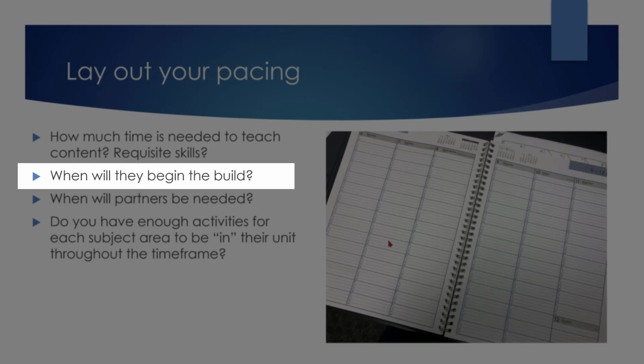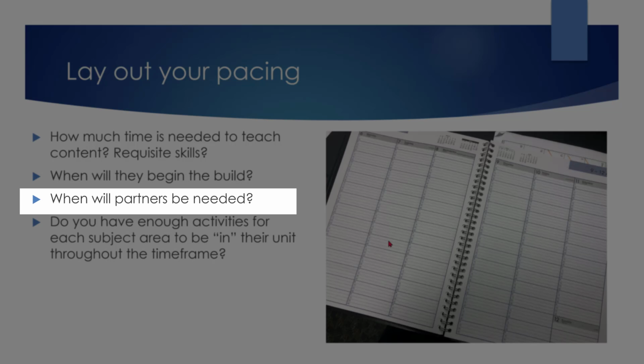When will they begin the build? Some builds won't start until the end of the content. Some builds will start right away and progress throughout the entire time. When will your partners be needed?